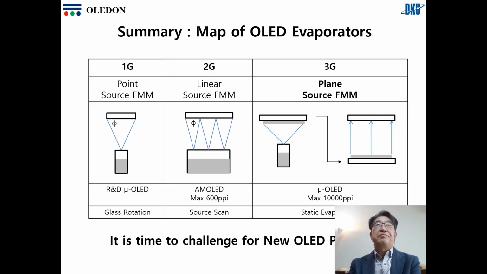To sum up my presentation, first-generation point source and second-generation linear source evaporation have been used for OLED production for many years. The maximum PPI number is still 600. The third-generation plane source evaporator will produce micro OLED up to 10,000 PPI in the future, in spite of multiple evaporation processes. I believe it is time to challenge.